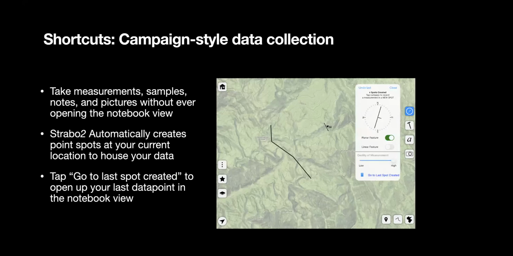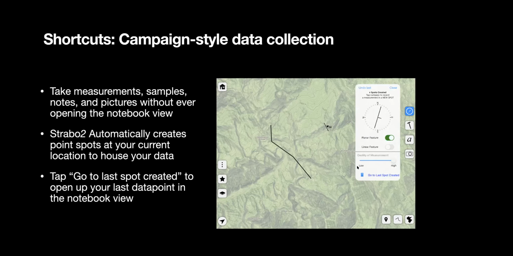A final thing that we've done in Strabo 2 is something that we're calling shortcuts, and it's direct data collection meant for campaign style data collection, where you can take measurements, samples, notes, and pictures without ever opening the notebook view or interacting with the spot structure. And what happens is when you collect data in these little views, Strabo 2 will automatically create point spots at your current location to house the data that you're collecting.